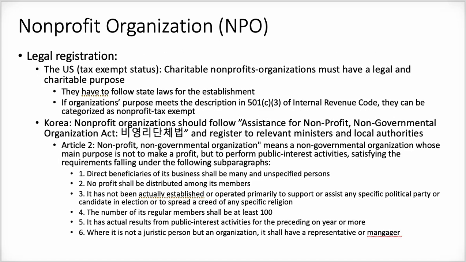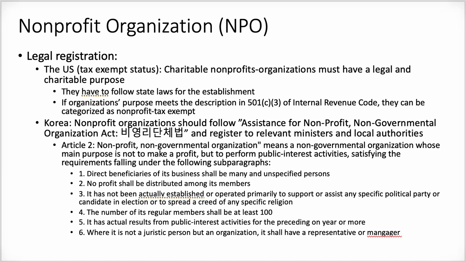So, when we look at the legal registration in depth, in the United States, charitable nonprofit organizations must have legal and charitable purposes. They have to follow state laws for establishment. If an organization's purpose meets the description in 501(c)(3) of the Internal Revenue Code, they can be categorized as nonprofit tax exempt. In Korea, nonprofits should follow the Assistance for Nonprofit Non-Governmental Organization Act and register to relevant ministers and local authorities. And this act states what are referred to as NPOs.